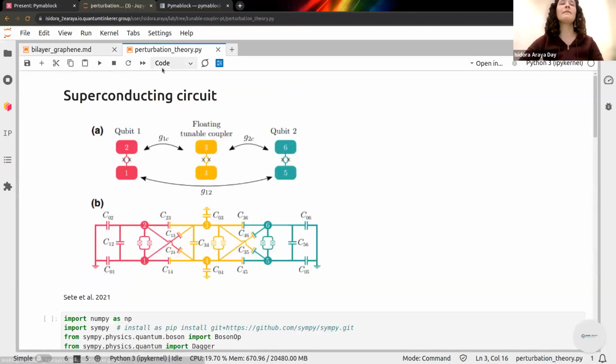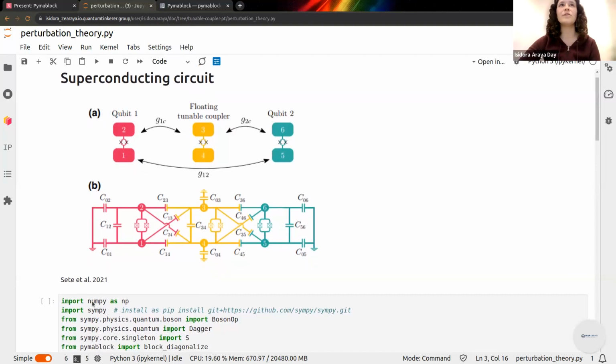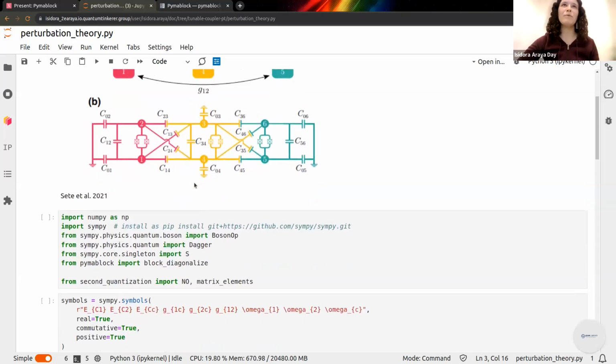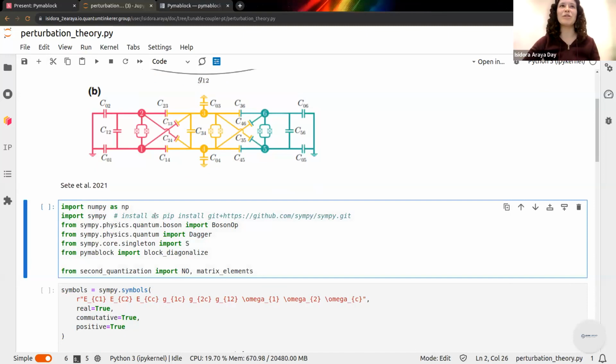So the other one is the example I used in the presentation of a superconducting circuit. So that's a device over here, and this device is such that it's meant to represent 3 qubits. There's qubit 1, there's qubit 2, and they are coupled to a floating tunable coupler. That's another qubit that helps you to couple the other two. And so what matters is that we're going to get an 8x8 Hamiltonian from this big expression.